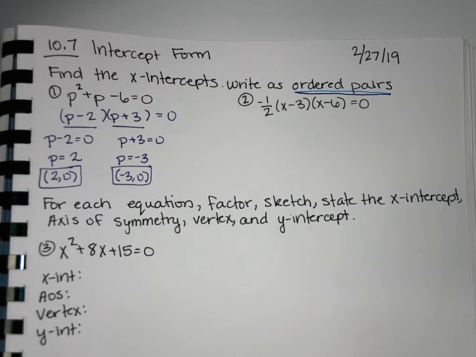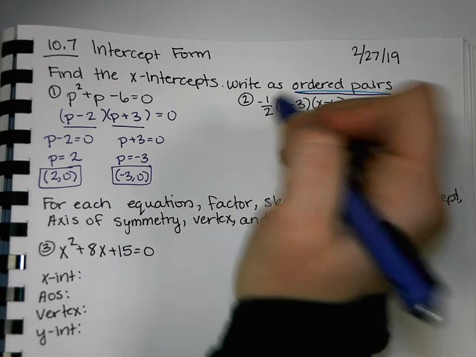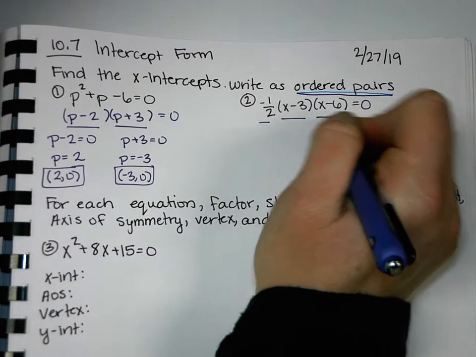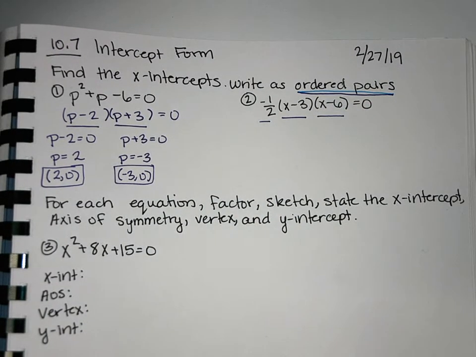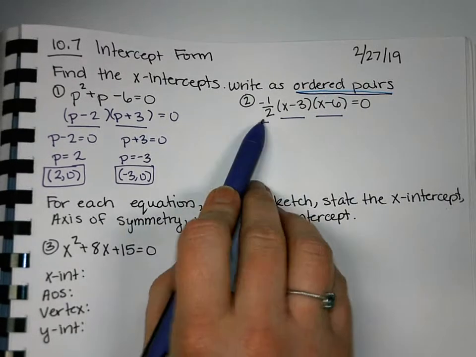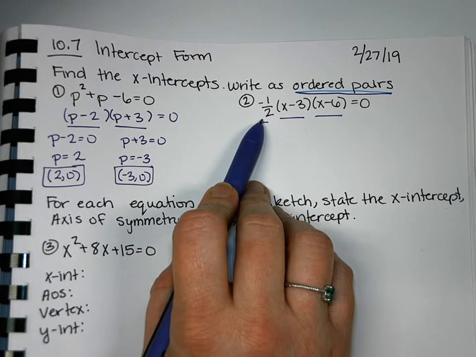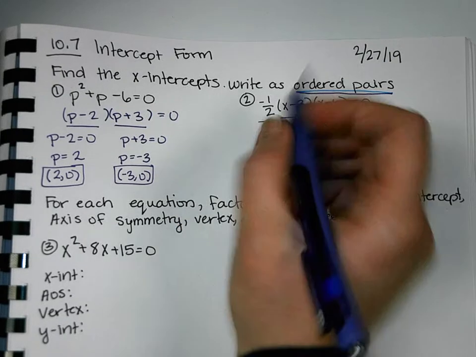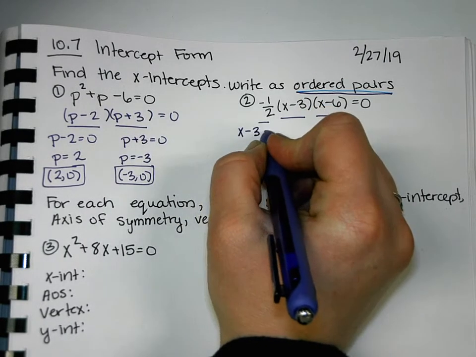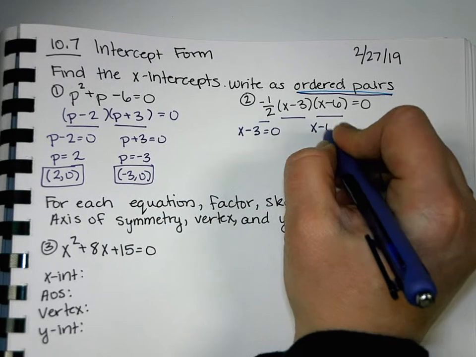If we look at number 2, do we have to factor number 2? No, why? It's already done. Okay, so what are the things that are being multiplied? So here we have 3 things being multiplied. The negative 1/2, the x minus 3, and the x minus 6. Now, the negative 1/2, does it have a letter that we would need to solve? No, so we don't need to worry about setting that equal to 0, because negative 1/2 can't equal 0. So we're only going to solve or set equal to 0 the ones that have an x that needs to be solved.